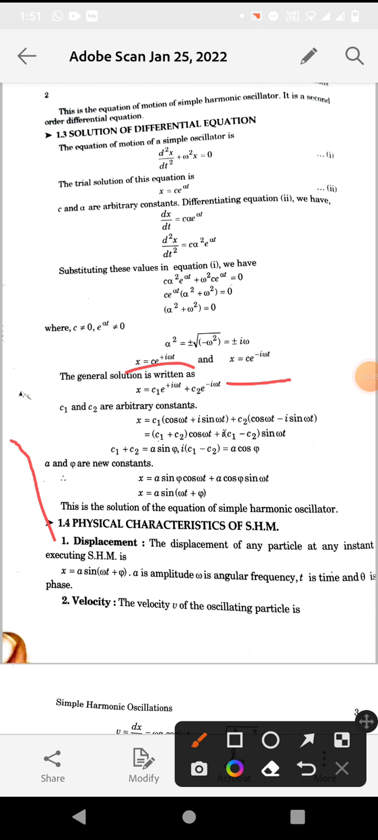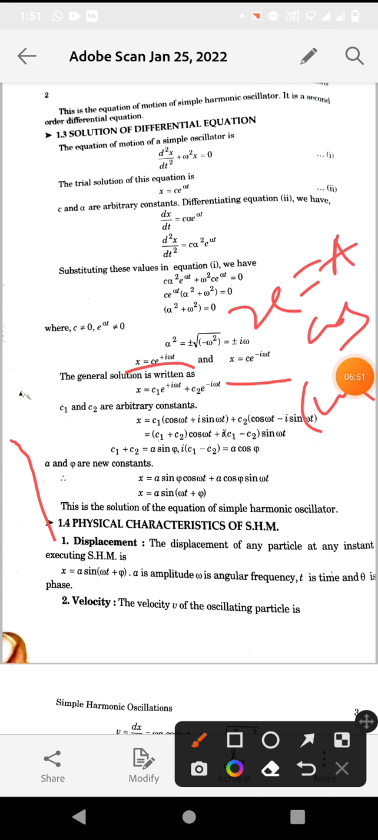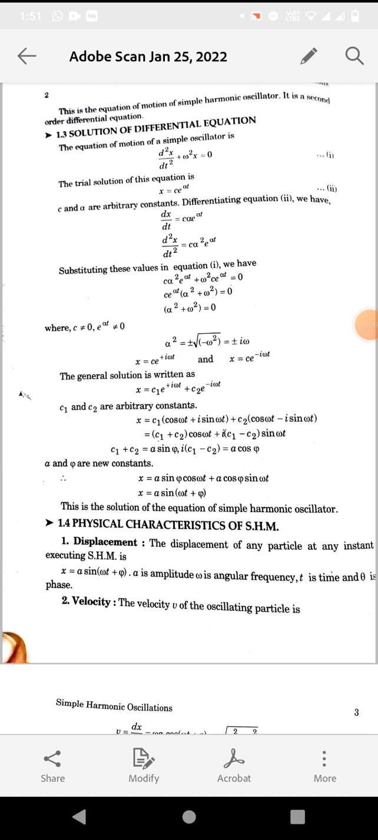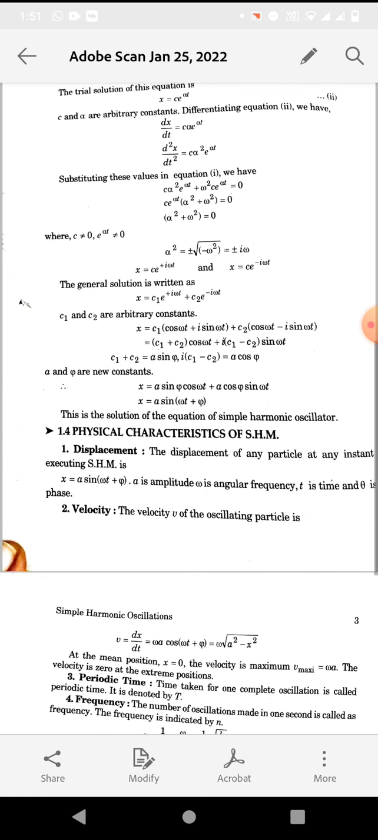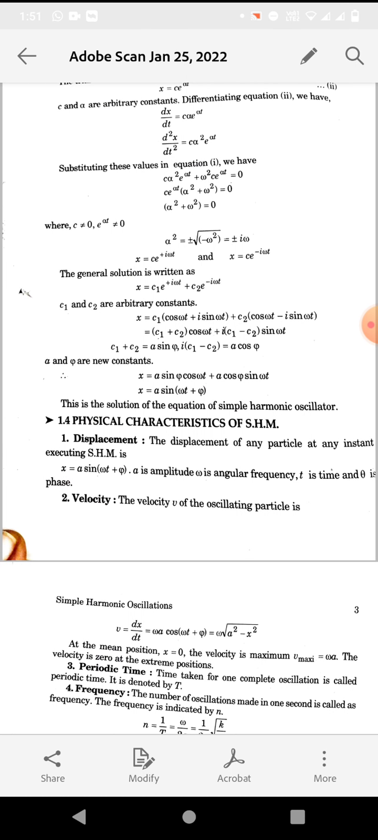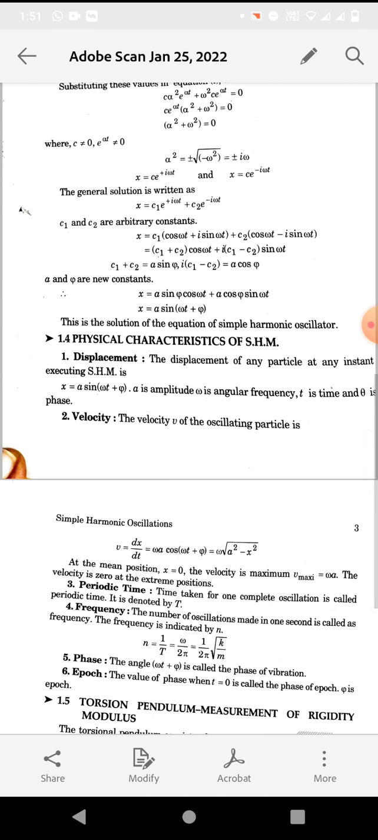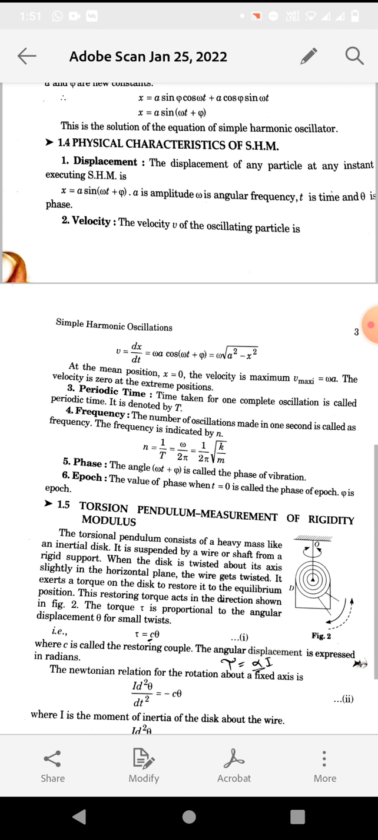And another solution is x is equal to, in place of sine, a cos of omega t plus phi, which is also a solution of the simple harmonic oscillator. So both terms are solutions of the simple harmonic oscillator. So what are the physical characteristics of simple harmonic motion? Displacement, velocity, periodic time, frequency, phase, epoch. These are the characteristics of simple harmonic motion.